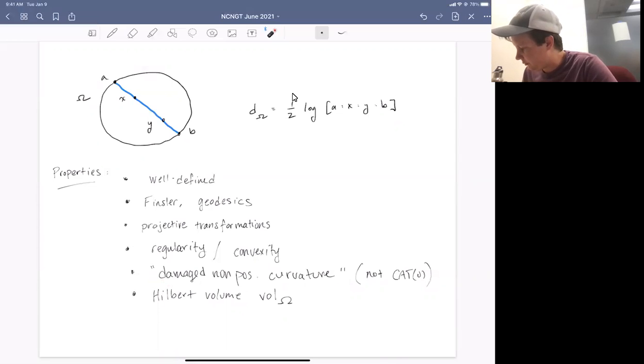So in the words of Ludovic Marquis, these metric spaces sort of feel like damaged non-positive curvature. They're not CAT(0). They're not even CAT(k) for any k, but they'll have a lot of properties resembling non-positive curvature. In the setting that I'm looking at today, they'll actually have properties resembling negative curvature. And lastly, they admit a natural volume form called the Hilbert volume. I'm not going to define what it is. It's not really necessary to know the definition, but I'm bringing it up because it will come up later in the talk.